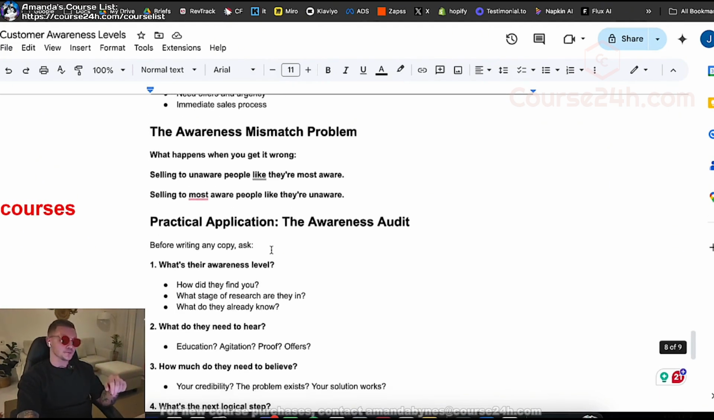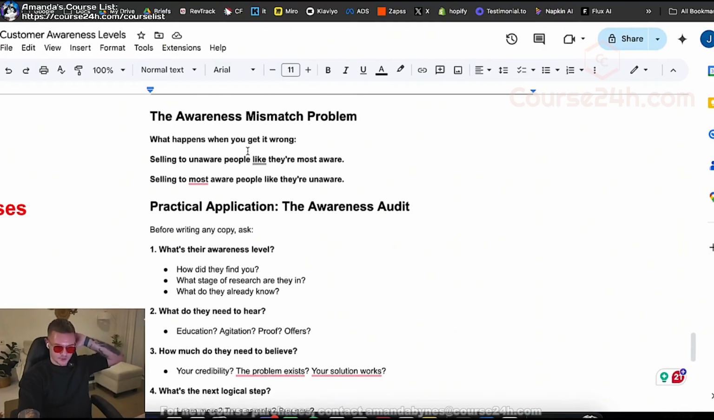Retargeting ads. The awareness mismatch problem. So this is what happens when you get it wrong. If you sell to unaware people like they're most aware, they're going to run for the hills. Buy this product now, but I don't even know that I've got a problem. And again, selling to most aware people like they're unaware. They know the product and you start trying to educate them on why there's a hidden reason why they can't sleep. They're like, I know. I know that there's melatonin out there. I know what it is. I need the product. I need the offer.